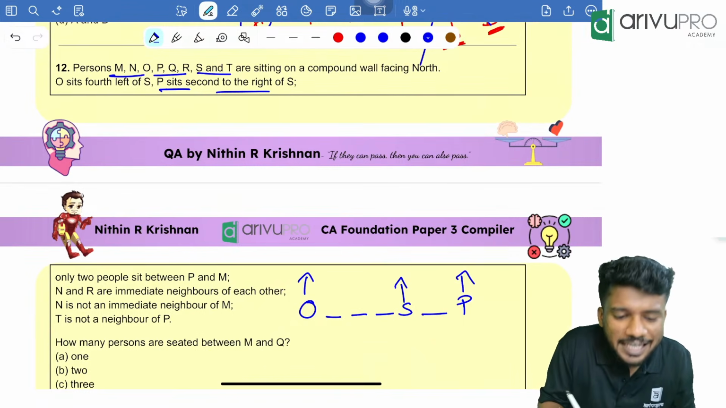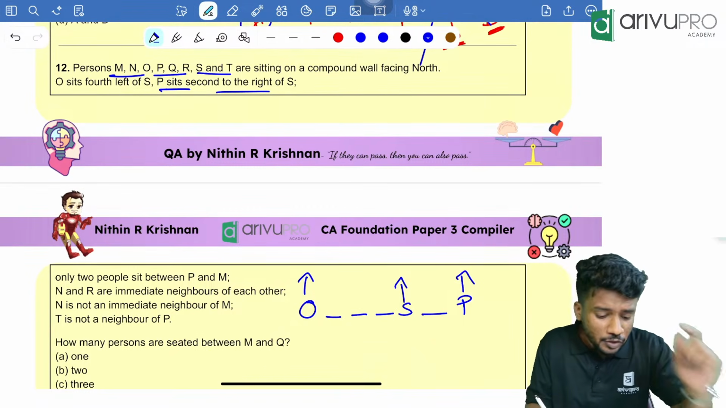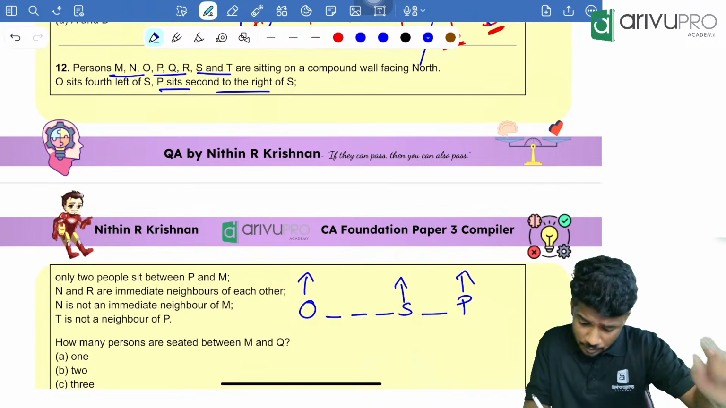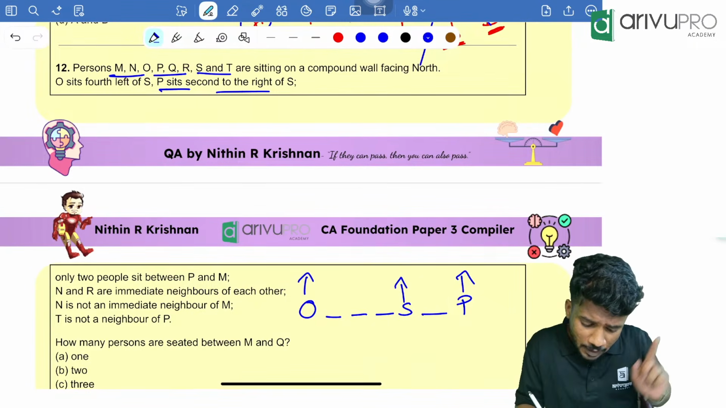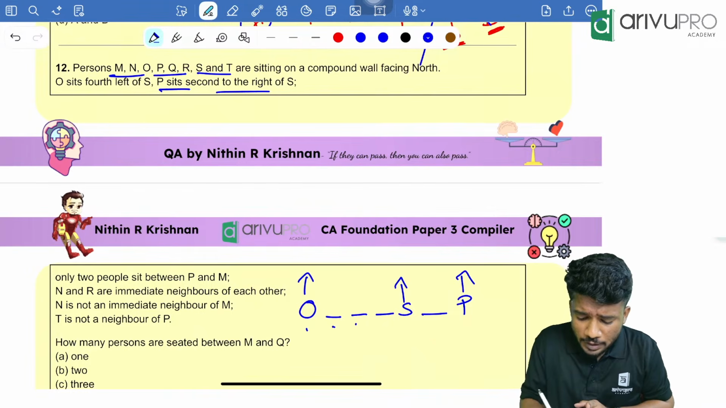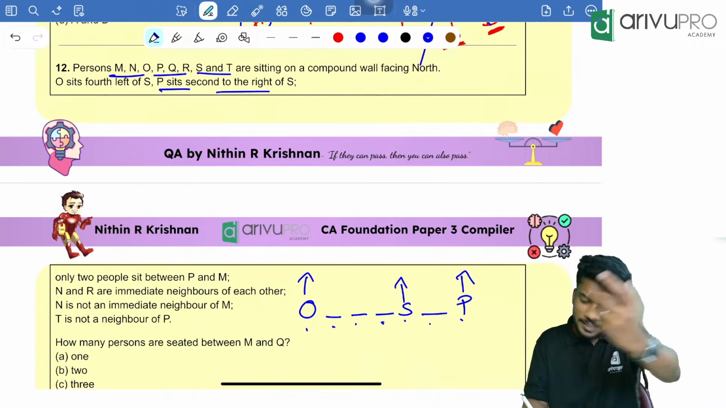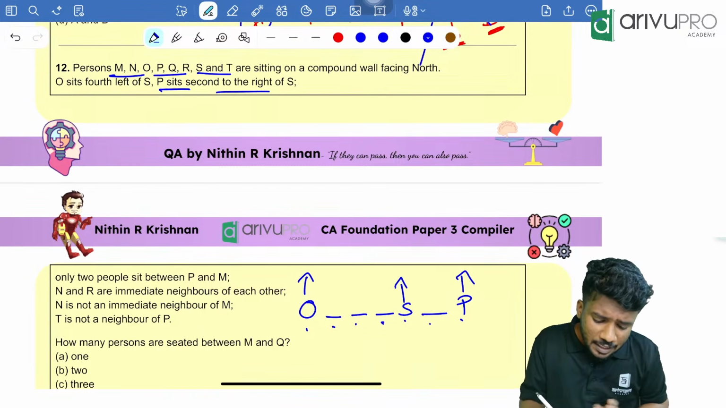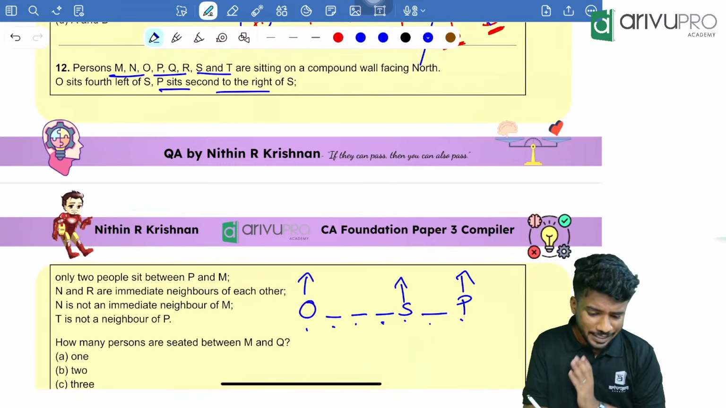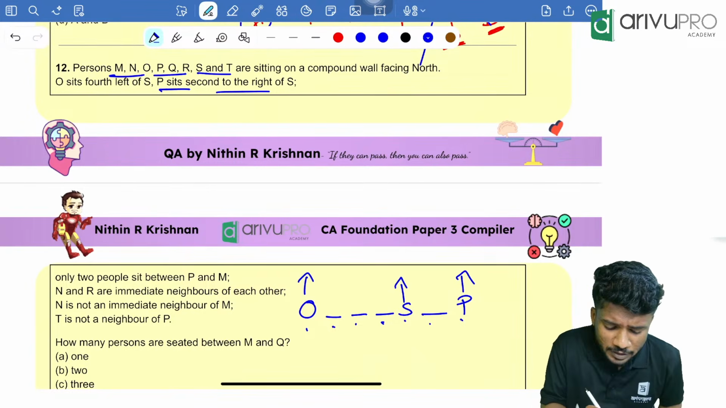3, 6, 8 people are there in total. Now we need to check how many people are here? 1, 2, 3, 4, 5, 6, 7 people are there. Good. Now N and R are immediate neighbors to each other. That is fine. Then one more thing is given.